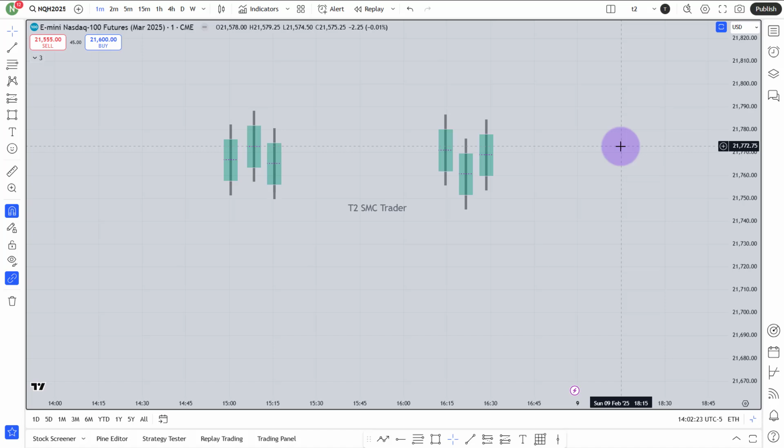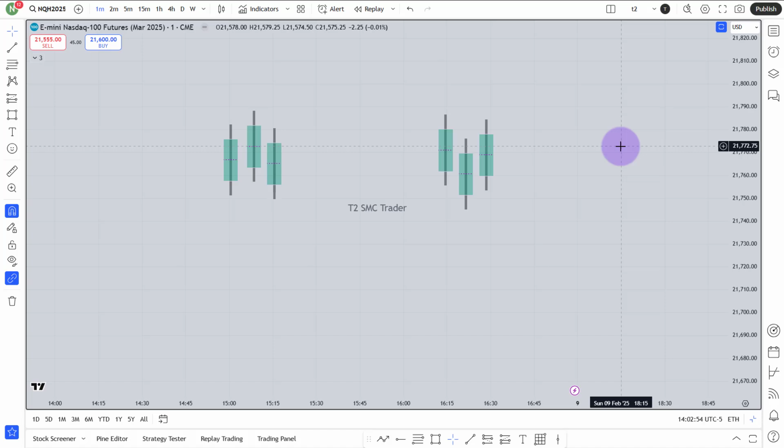In these ICT concepts, one of the most important things is swing high and swing low. A lot of you may wonder why I'm making a video on this, but there are some small things we actually ignore and don't give that much attention to understanding. This is why these ICT concepts become more complicated for you. I hope after watching this video, everything about swing high and swing low will be clear to all of you.